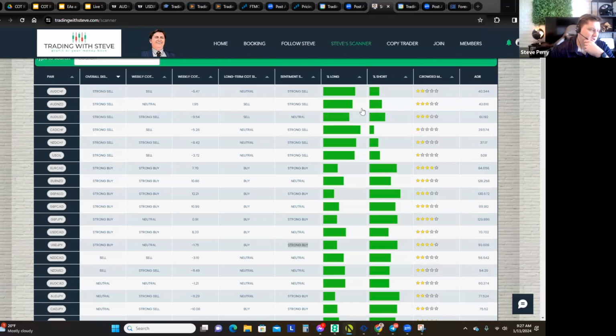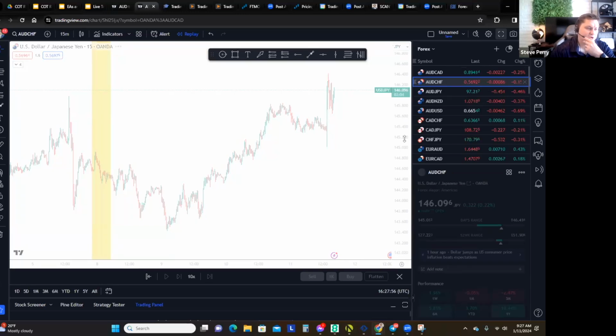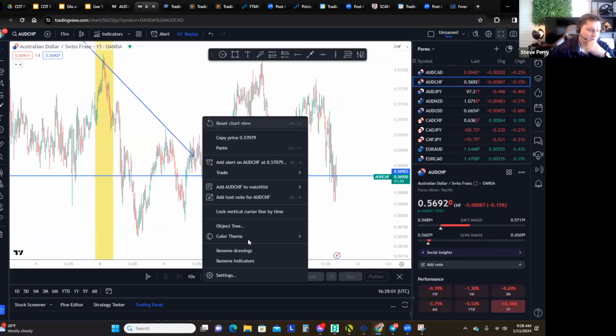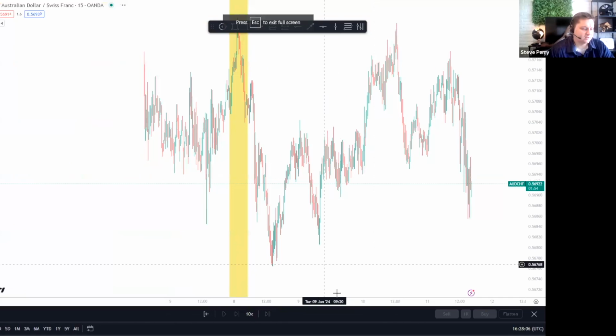Okay, so what I'd like to do, as always, is go and look at the different charts to see if we can find a good setup. Let's start with the Aussie Franc. This is a sell, and let's just see if we can find that classic break of structure setup. That's all we're looking for when we're looking at price action trades.